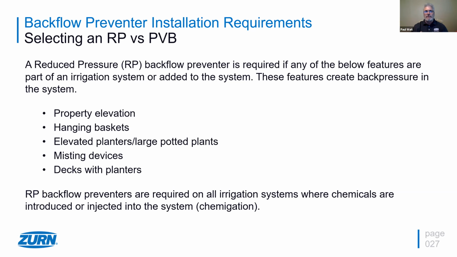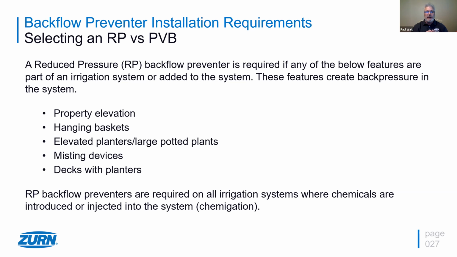A big thing that we see going on is a lot of backyard remodels going on right now. And people are putting some decks in and getting planters on there. And the elevation of those planters and whatever's on those decks is definitely creating a situation where that PVB is no longer installed by code. And you'll either have to raise that PVB up to accommodate that extra elevation, or an RP will be required. Remember, RP is the one-stop shop.